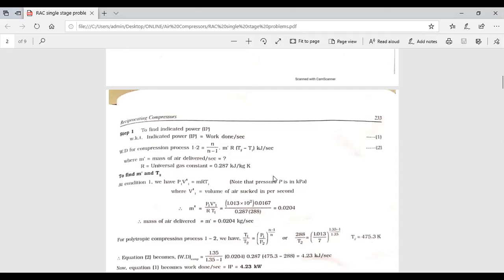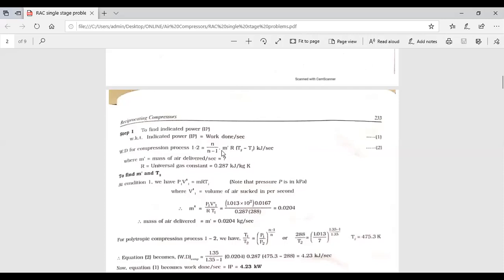Now we have the value of M and the value of T2. Substitute these values in equation number 2. This is the work done during the compression process: N divided by N minus 1 into MR (T2 minus T1). Another formula you might remember is N divided by N minus 1 into (P2 V2 minus P1 V1). That also you can apply. P2 V2 minus P1 V1 is nothing but MR (T2 minus T1). When temperatures are given, apply this formula. When pressures are given, apply P2 V2 minus P1 V1.